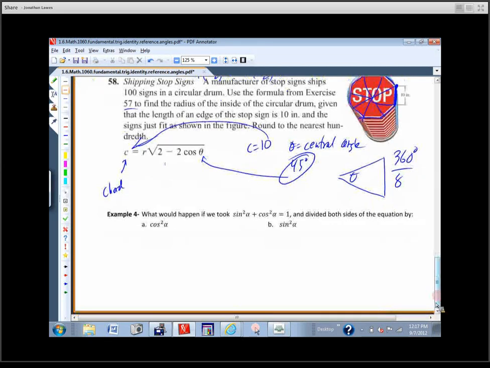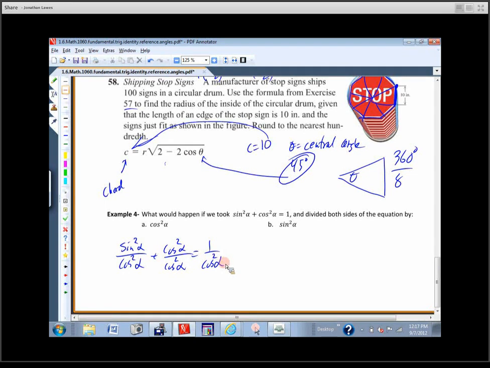Okay, last thing, and then we're done. It says, what would happen if we took the fundamental trig identity, or the Pythagorean identity, and we divided both sides of the equation by, well, let's divide both sides by cosine squared alpha. So this would be sine squared alpha over cosine squared alpha. This would be cosine squared alpha over cosine squared alpha. And this would be 1 over cosine squared of alpha.